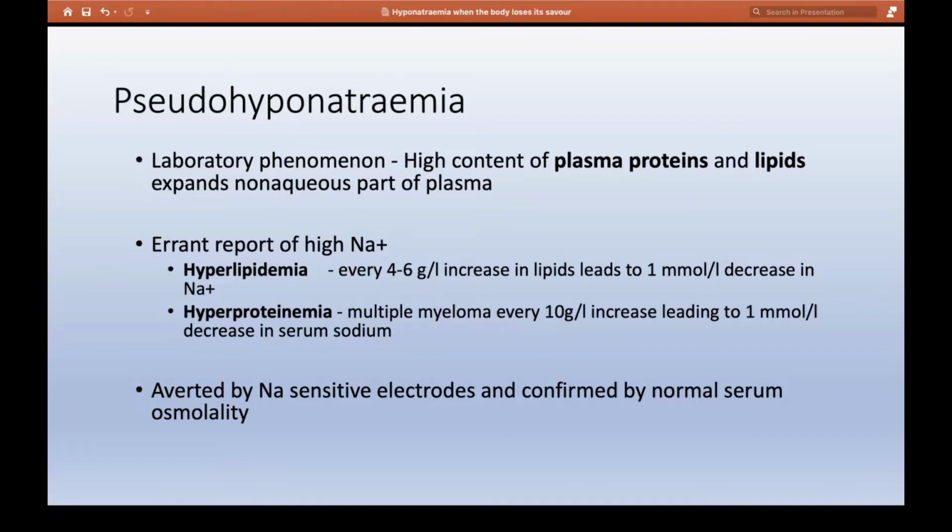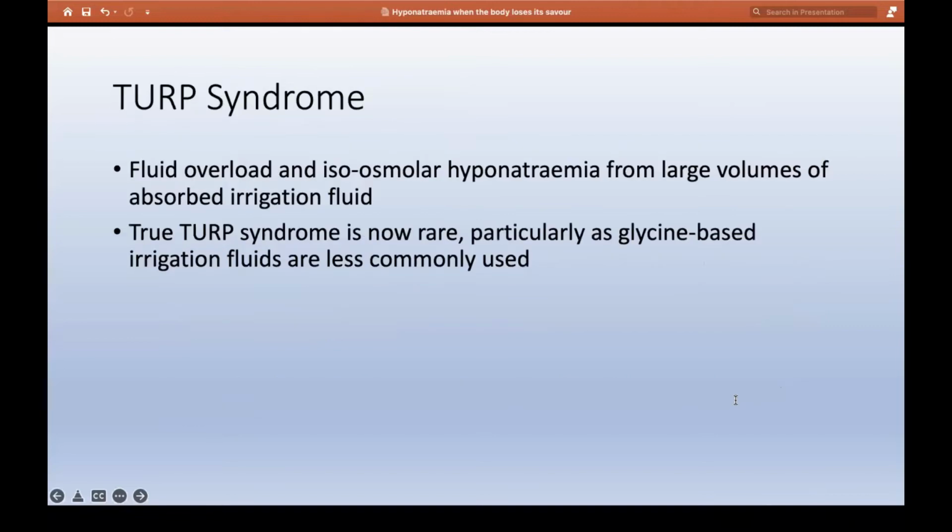So where does one get hyperproteinemia? The most important cause is multiple myeloma, where there is increased paraprotein production, and therefore these colloid constituents can be raised. So this is something that you need to be mindful of. Not very common, but you may see it in your practice. Then you also have this syndrome called TURP syndrome, or transurethral resection of prostate syndrome.